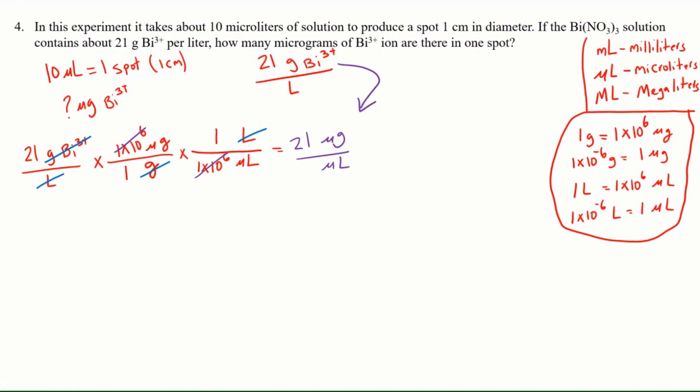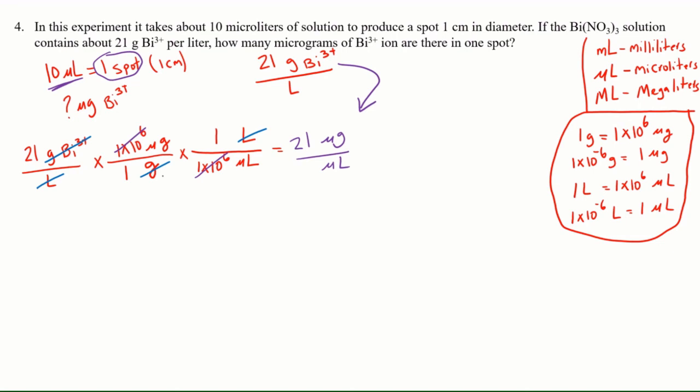Now, what was the question? The question says how many micrograms of bismuth are there in one spot? Well, one spot is the same as having 10 microliters. So I have 10 microliters, and every microliter, according to my concentration, has 21 micrograms.